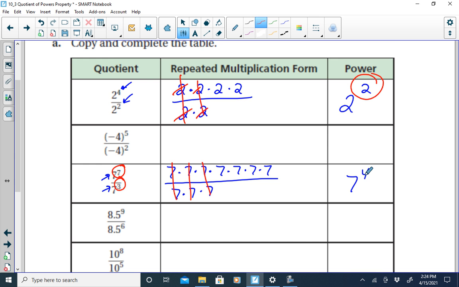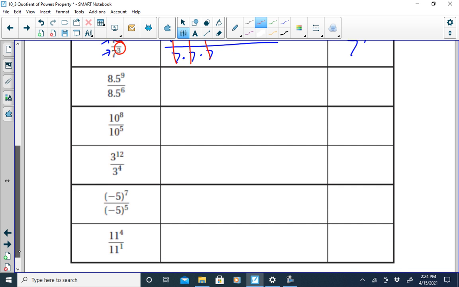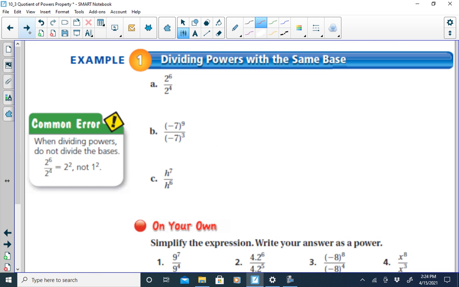So that's where the rule comes from, boys and girls, and we just want to be able to use that rule and apply it to some problems, right? So let's take a look at some. So we have an example of 2 to the 6th power divided by 2 to the 4th power. When we divide powers with the same base, the base stays the same. We simply subtract the exponents. 6 minus 4 gives us 2 to the 2nd power.